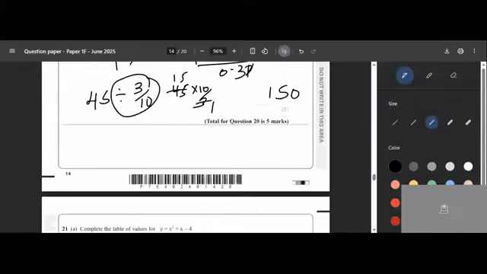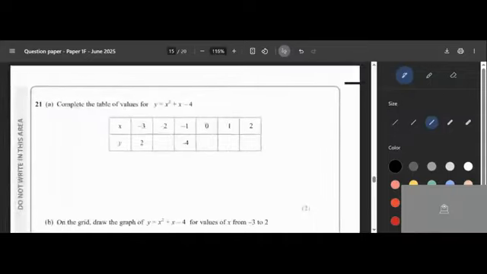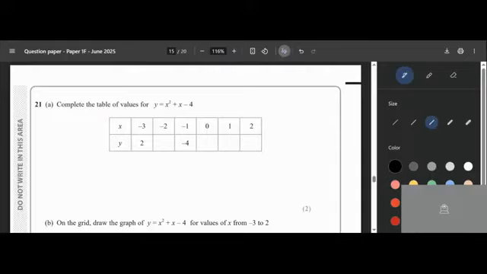Now we will be proceeding on to the next question. It's a graphical question. First, we are asked to complete the table. To complete the table without using a calculator is easy because we only have the square number. You just have to square the number. For example, any negative number that is squared becomes a positive. So negative 3 squared is 9. Then minus 3 minus 4. So 9 minus 3 minus 4, we have 2.